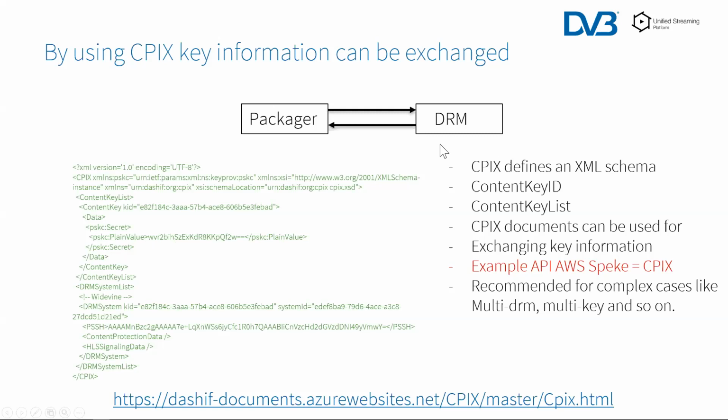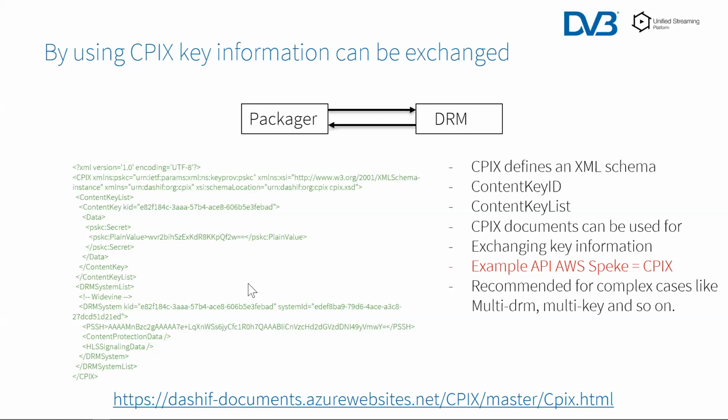So you send the XML to your DRM server, and then you get a response that includes the keys filled in by the DRM provider. An example API was developed by AWS. It's called Speke. Just to avoid any confusion, there was some confusion around Speke because they were using CPIX, but they made some changes to it.